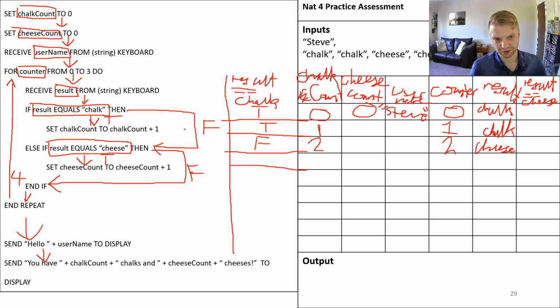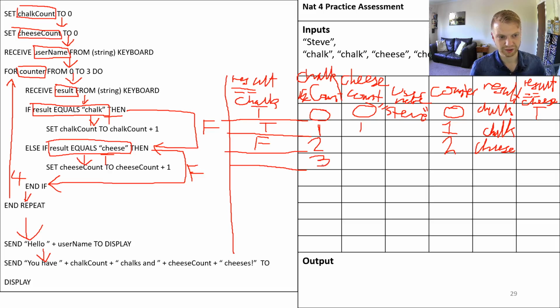And then it will go here and try this one. Result equals cheese. Does cheese equal cheese? Yeah, it does. So true. And then you set cheese count to cheese count plus 1. So we just add 1 to this, which is 0. So we've got 1 cheese now. Go back around, the counter goes up again.